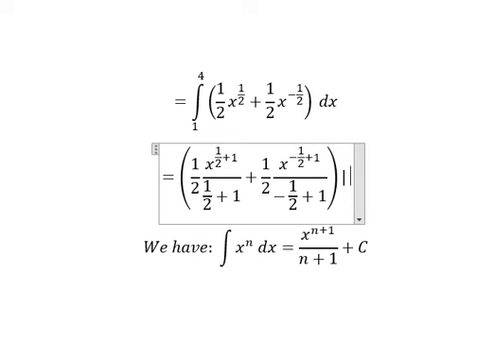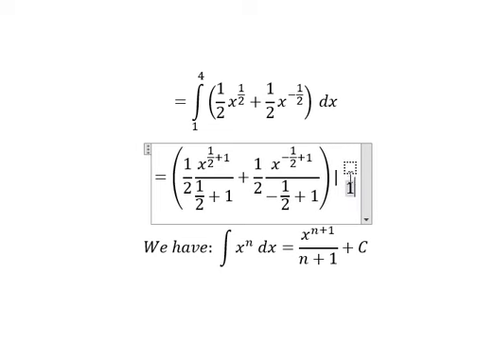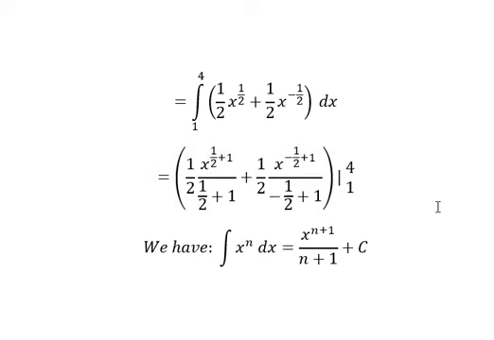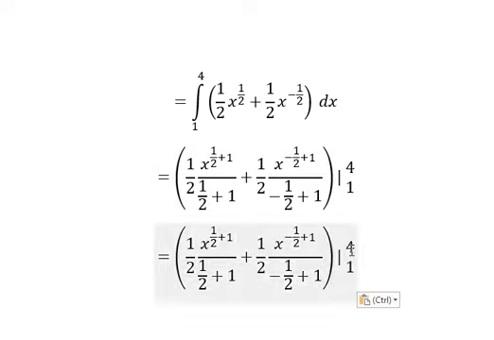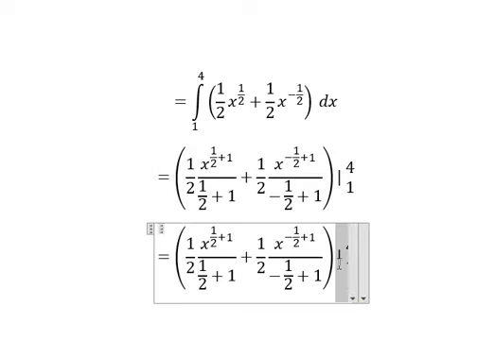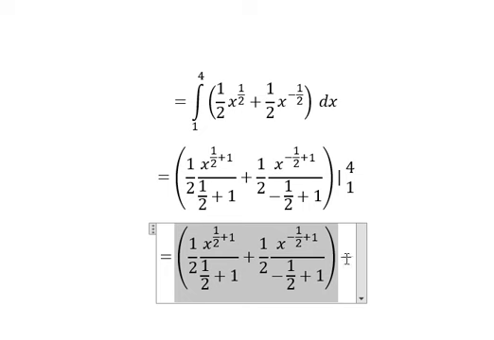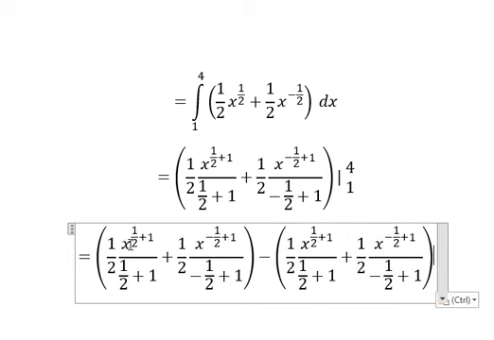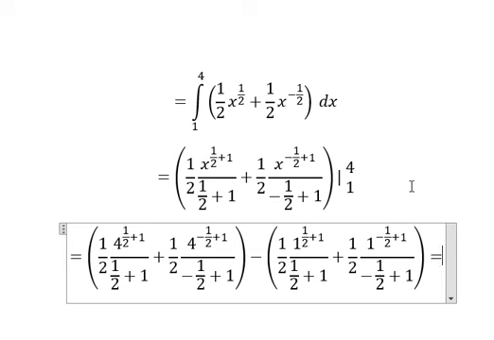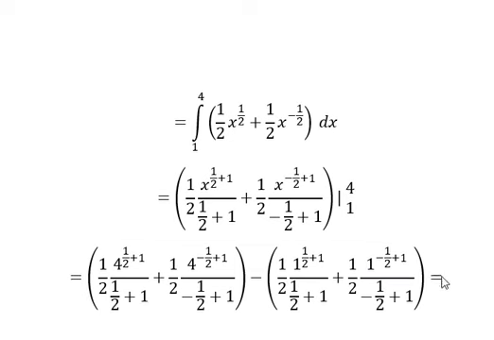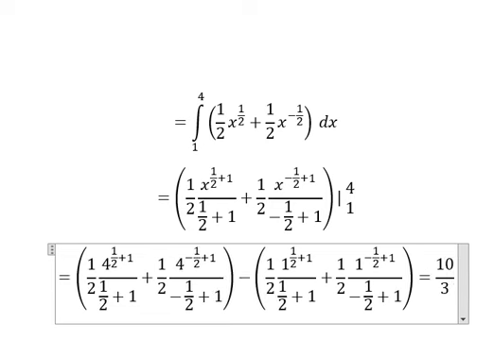And now I will put the bounds from 1 to 4. So that should be like this. So I will put 4 here, 1 here. And we have 10 over 3. This is the end.